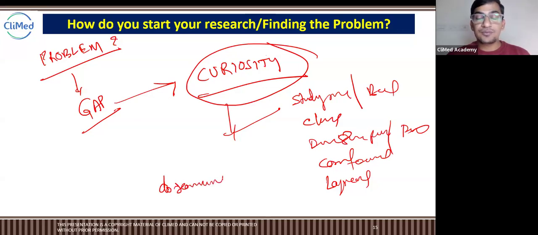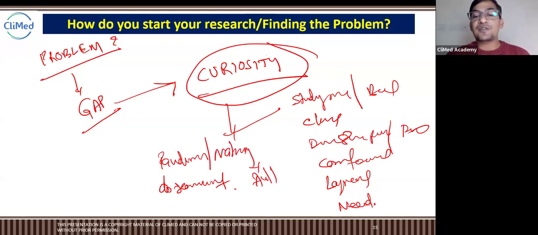Or maybe you have to do something new, or it is a need, or maybe it is a pandemic or a natural disaster which needs to be attended to right away. So there are multiple types of curiosities which create the problem, which actually get you into the problem. Then you have to find out if it is a problem or not, and find that problem correctly.